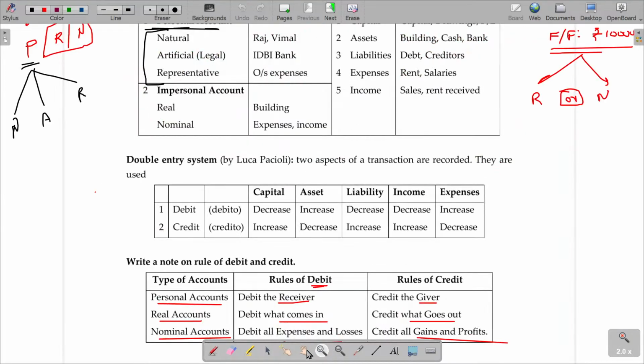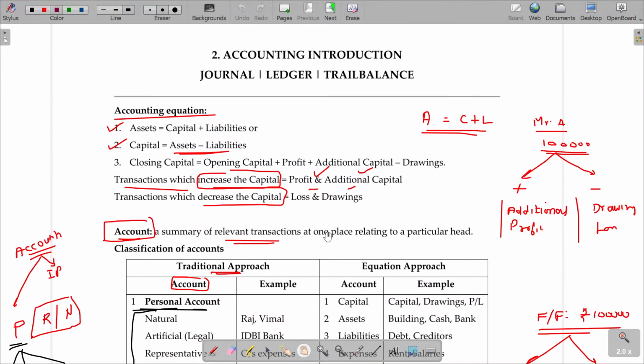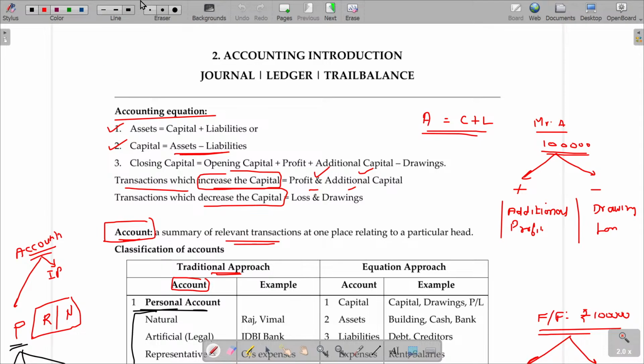So some more leftover concepts here. Accounting equations. Either it may be assets is equal to capital plus liabilities, or capital is equal to assets minus liabilities, or closing capital should be opening capital plus profit. Any additional capital, if there is any, is added. Drawings, you have to subtract from the opening capital. In case of profit, it is added; in case of loss, it's subtracted.